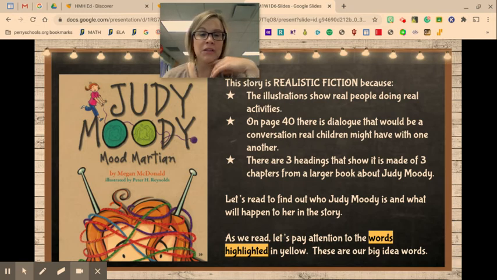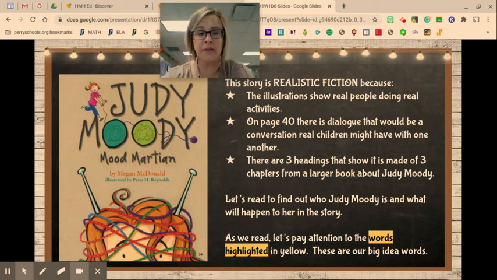This story is realistic fiction because the illustrations show real people doing real activities. If you look at page 40 in your book, there's dialogue, that would be a conversation of real children talking to one another. And then if you look at it even further, there are 3 headings that show you that this part of the book that we're reading is made up of 3 chapters from the bigger book. So we're not going to read the whole book this week.